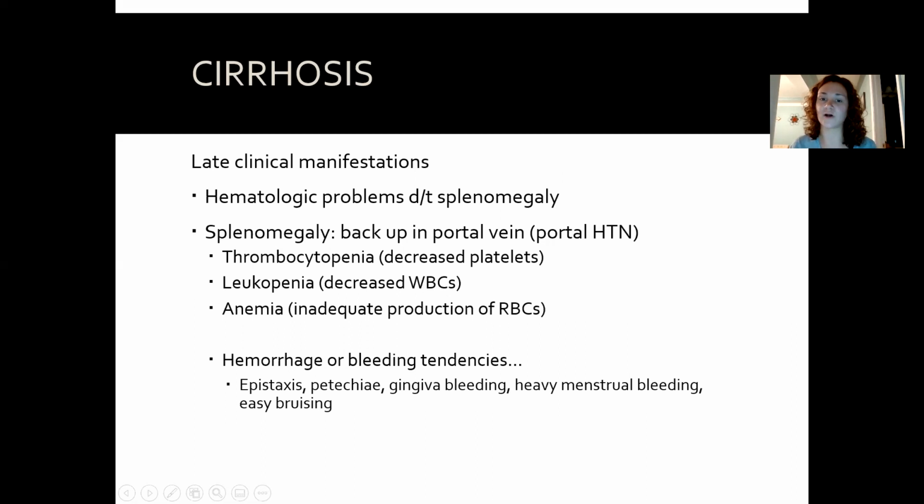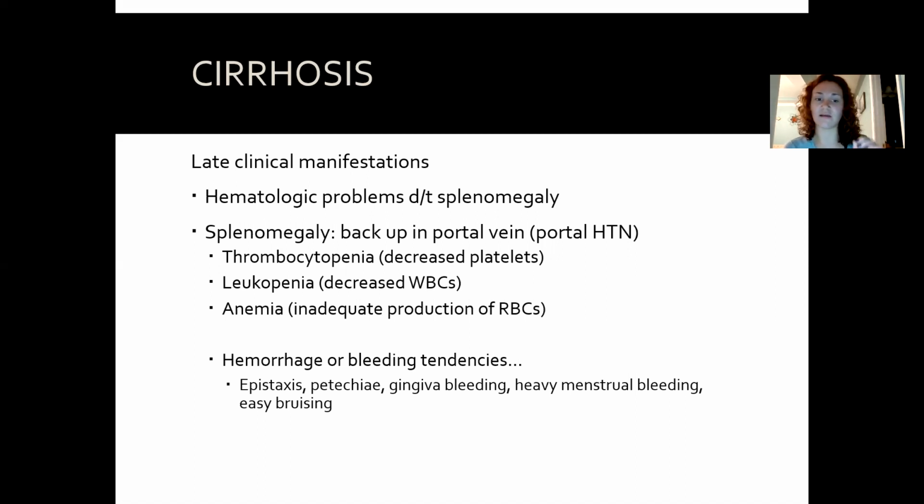But when the spleen isn't working, we're going to see decreased amounts of our cells. We're going to see thrombocytopenia, which is decreased platelets, leukopenia, which is decreased white blood cells, and anemia, which is inadequate red blood cells. And all of those are bad, especially your thrombocytopenia, your decreased platelets. Platelets play a role in clotting. And because we already have liver failure, meaning that we're not producing adequate clotting factors, the patient's going to be at risk for hemorrhage and bleeding.